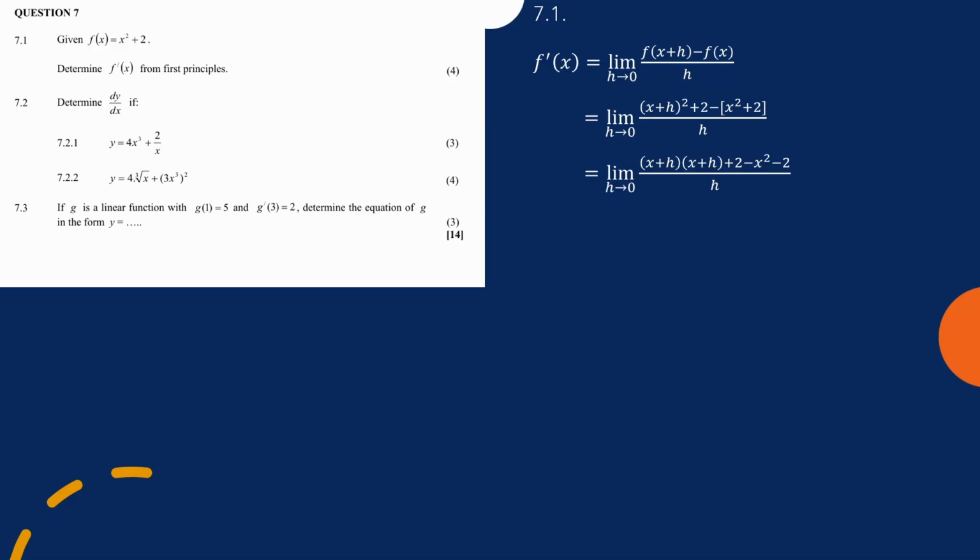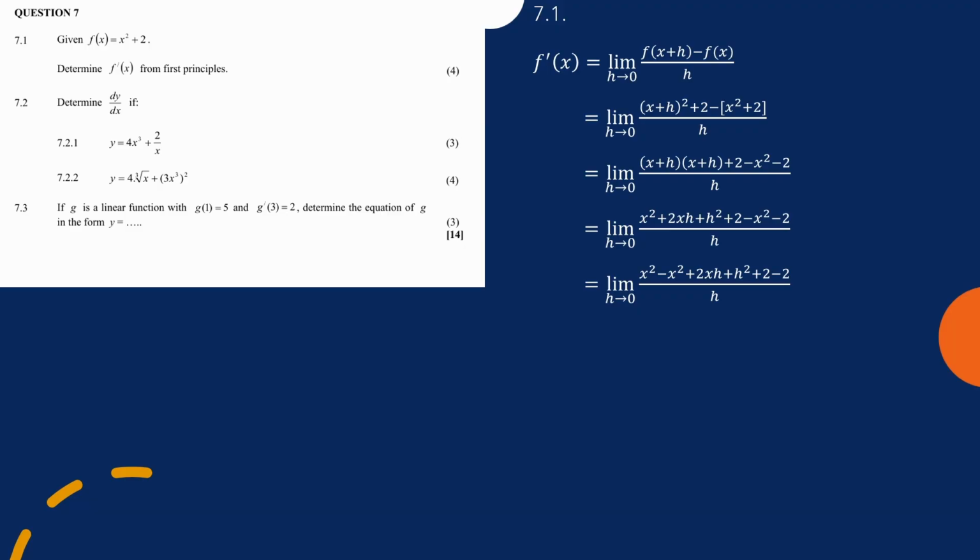Expanding the x plus h, I will have the following equation, and then expanding it further, I will have x squared plus 2xh plus h squared plus 2 minus x squared minus 2 all divided by h. And now grouping the like terms, I'll have x squared minus x squared plus 2xh plus h squared plus 2 minus 2. The x squared and the x squared will cancel each other out, leaving 0. And the 2 minus 2 will cancel each other out, leaving us with 0.